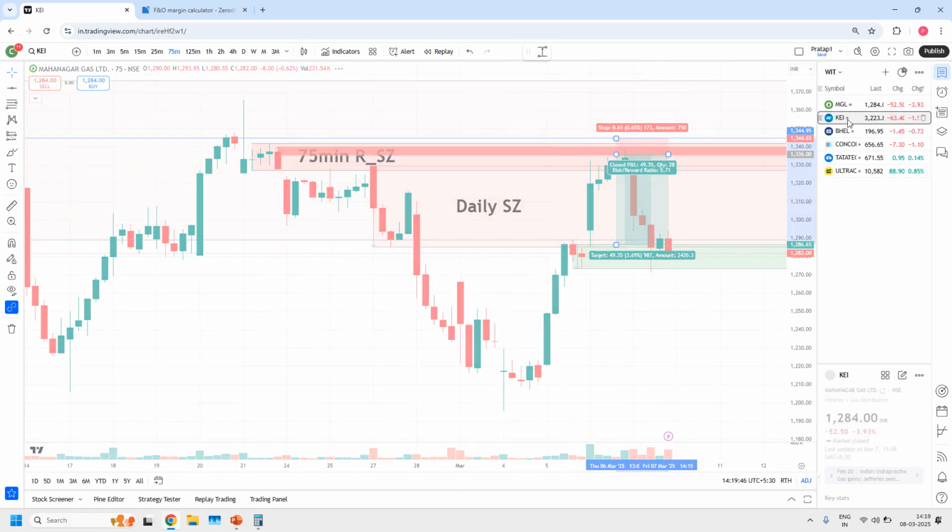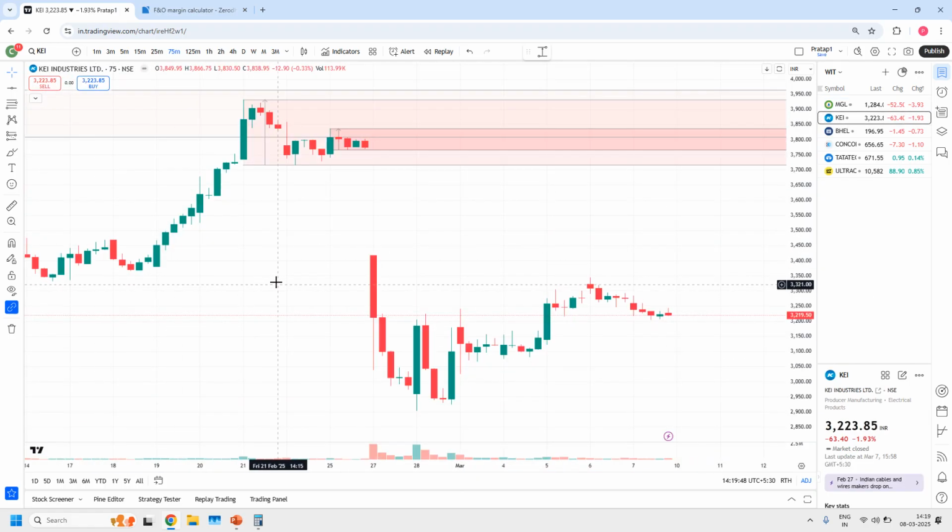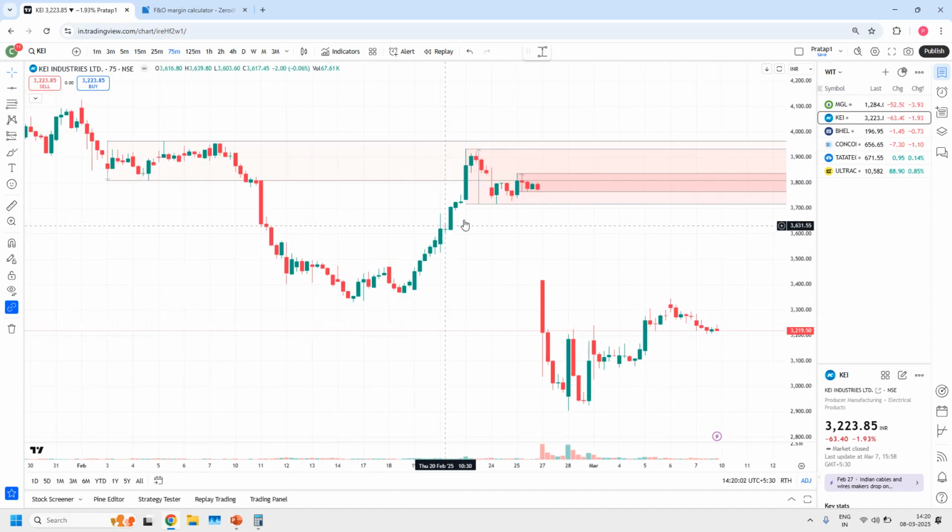Next one is the KEI. This is the one we identified. But KEI we did not get. First of all, is it valid? Before taking the trade, how you have to do? You have to analyze. Is it having a fine-tuned 5-minute zone? See, this is a 75-minute zone overlapped with daily supply zone. Both together again overlapped with weekly supply zone.